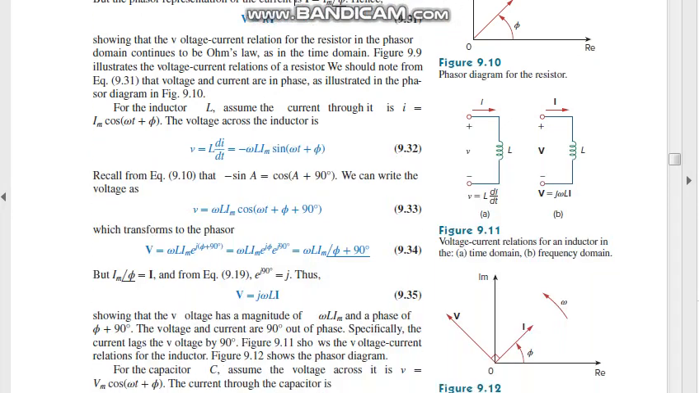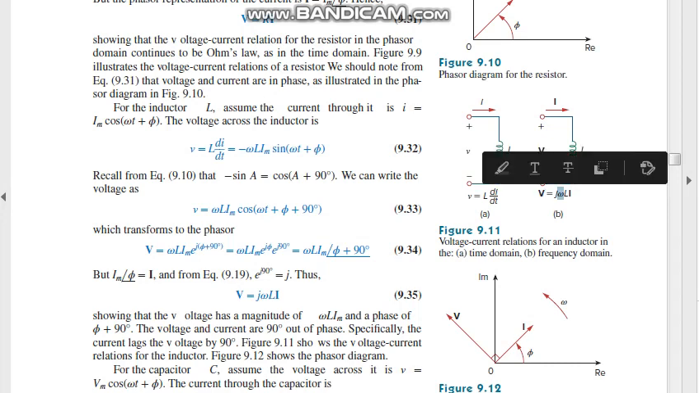If it is an inductor, it is governed by this equation, L di by dt. As we know, the voltage across the inductor is equal to the inductance times di by dt, the change of current. For that we use the Fourier transformation to get the frequency domain. V will be the phasor V, d/dt will be j omega, and L is constant, so V equals j omega L I. I is also a phasor in the Fourier transform.